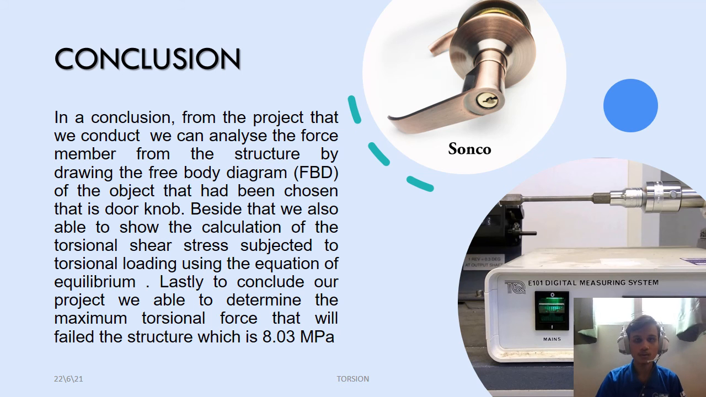Hello, my name is Lokman Hakim bin Amran, and I will talk about conclusion. From the project that we conduct, we can analyze the force member from the structure by drawing the free body diagram or FBD of that object that had been chosen, that is doorknob. Besides that, we also able to show the calculation of the torsional shear stress subjected to torsional loading using the equation of equilibrium. Lastly, to conclude our project, we able determine the maximum torsional force that will fail the structure, which is 8.03 megapascal. That's all from me.